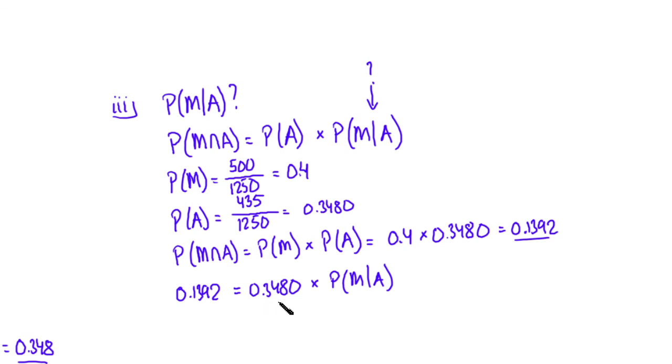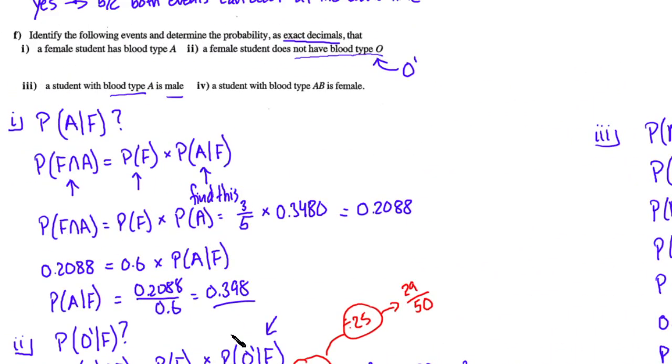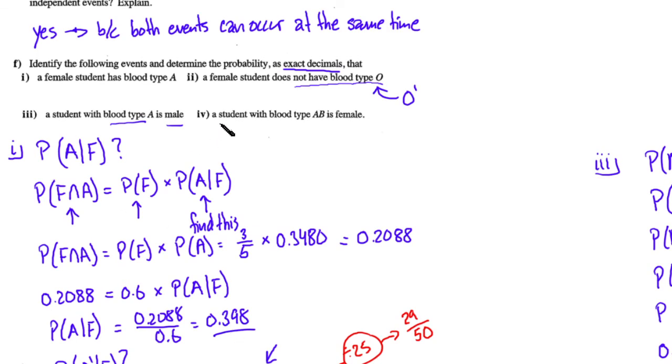Divide both sides by 0.3480. And we're going to get the following expression. Okay. If we evaluate that, we're going to get 0.4. Okay. And then there is one more question here. Go back here. So under F, there's one more. The probability that a student with blood type AB is female.